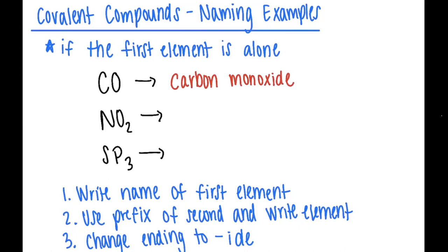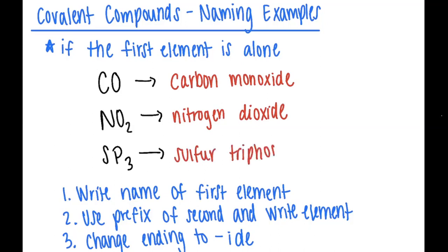What am I going to start with? Nitrogen. Nitrogen. And then dioxide. Correct. Dioxide. Di meaning two, oxide, because you have to change the ending to IDE. Okay. For SP3, what is it going to be, Katie? Sulfur triphosphide. Sulfur triphosphide. Good. Perfect. Okay. So that's how we do this if the first element is alone. All right.